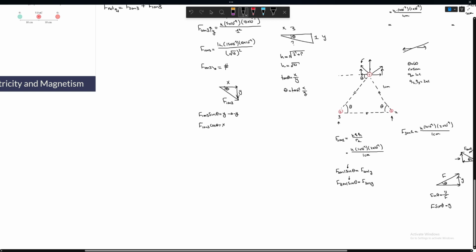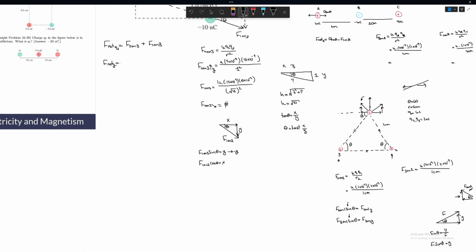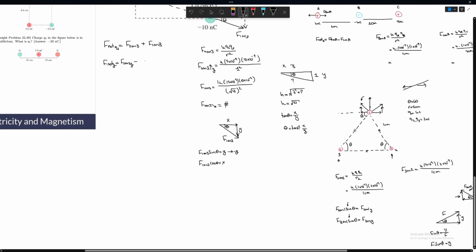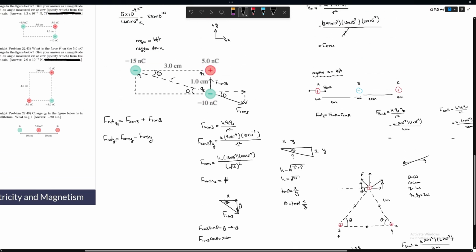And so after you add your two y's together, which is after you do my f net y equals your f2 on 3 in the y, minus, because they're in different directions, my f1 on 3 in the y, which you get from here, right? Now you get f net y. You do the same for the x. We only have one x, which is this. So what you'll get is some force in the y, whether it's up or down. Just looking at this, is it up or is it down?